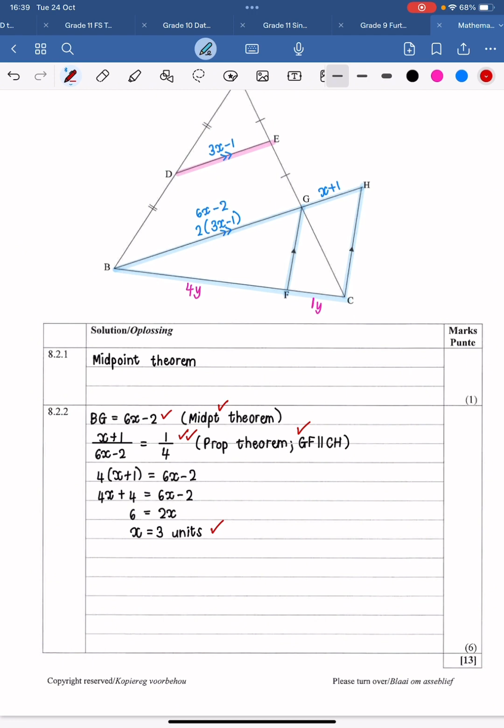So Bianca, I don't think they will take off a mark if you don't write units. It's just a good habit to do that. Yeah, so I think if you remember, put down units.